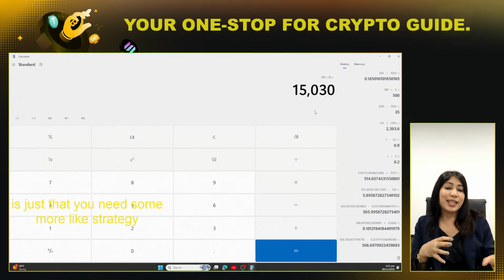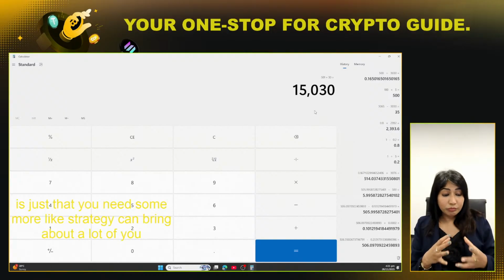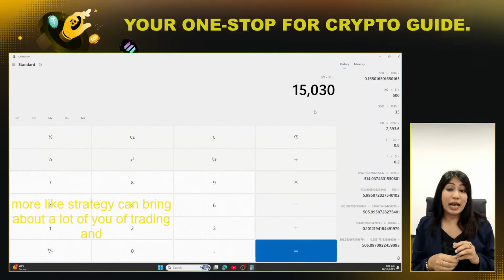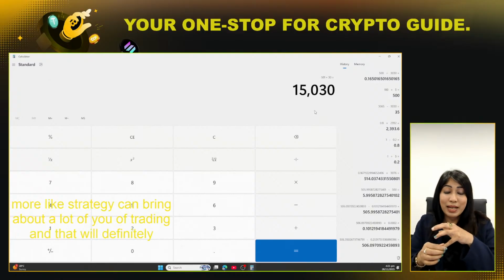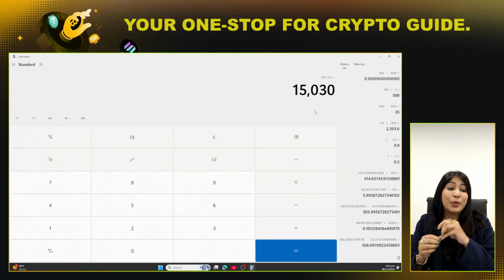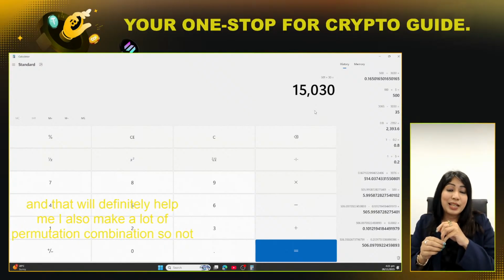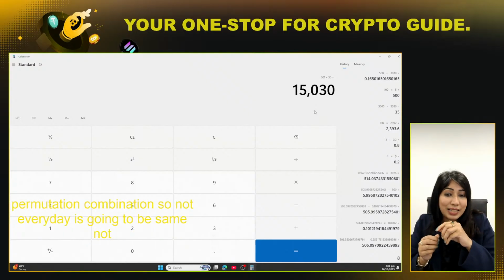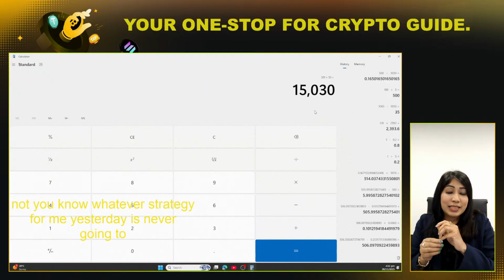You have to change certain things here and there, and those small minute changes can bring about a lot of change to your way of trading, and that will definitely help you, trust me. मतलब मैंने भी, like I'm a trader myself, so in fact I also make a lot of permutation combinations on an ongoing basis. So not every day is going to be the same. Whatever strategy worked for me yesterday is never going to work for me in the next strategy.